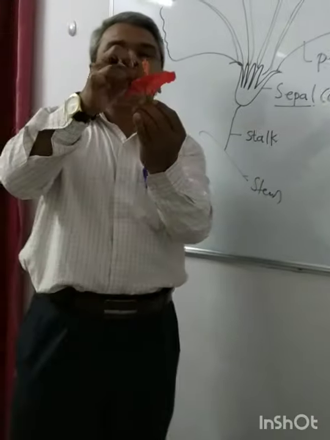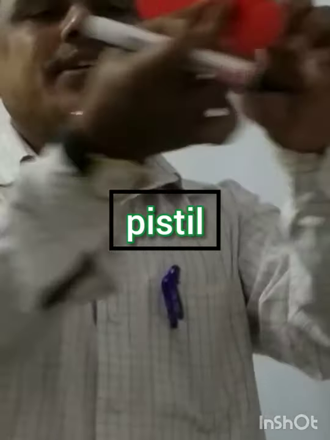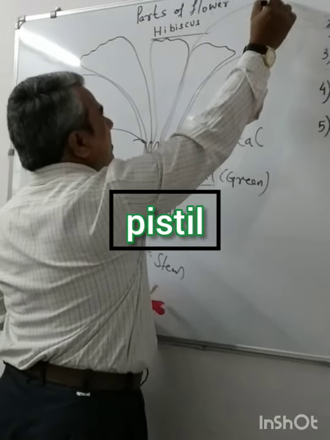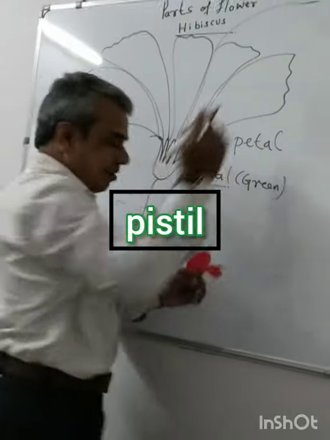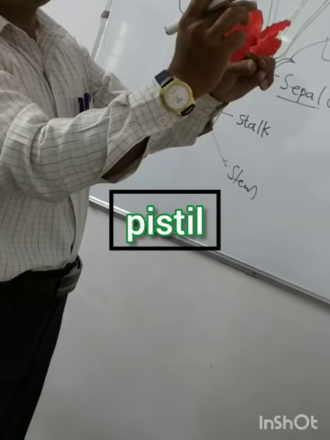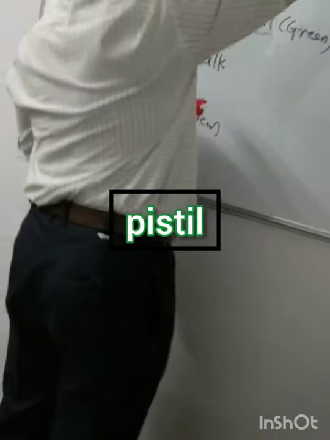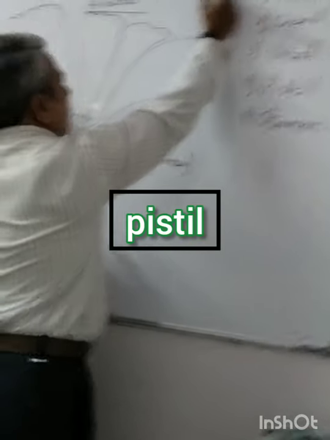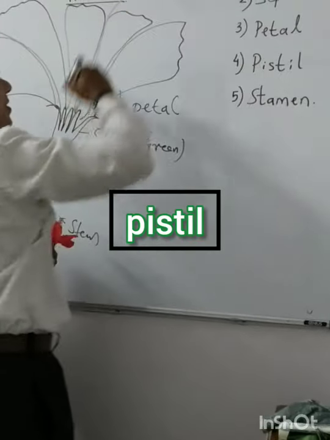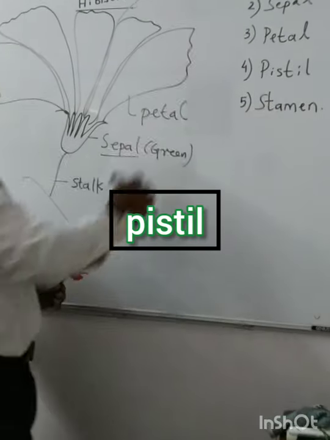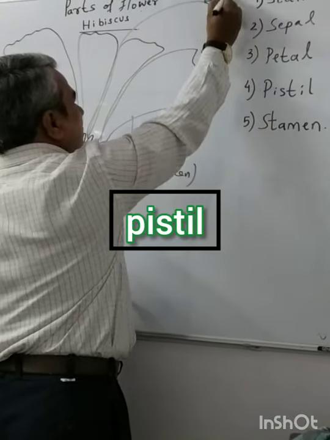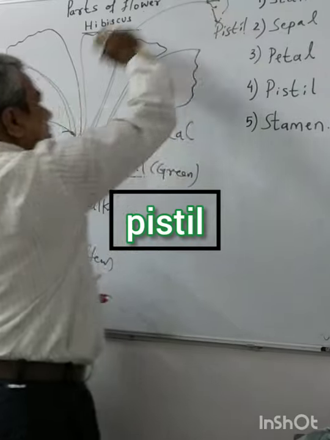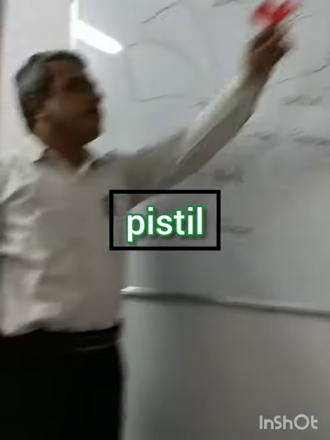Now you can see in the middle, this is the innermost part of the flower, the center. The innermost part of the flower is like this, and on the top we have 5 like this: 1, 2, 3, 4, 5. Draw first, then I will explain what it is. 1, 2, 3, 4. So this is the innermost part of the flower.